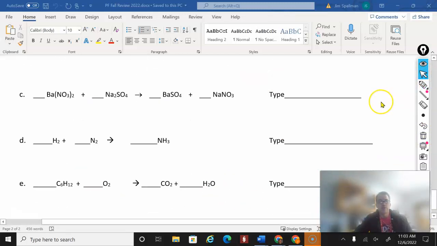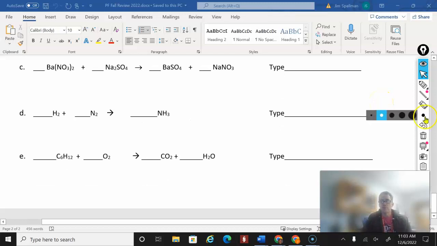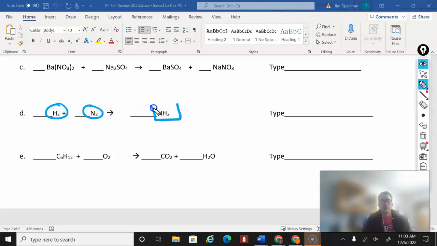We scroll down to these last two on D. D is kind of the opposite of a decomposition. I've got two elements at the beginning, and I've got a compound at the end. So we are making something bigger. That is a synthesis reaction.